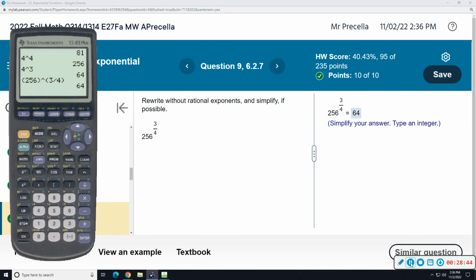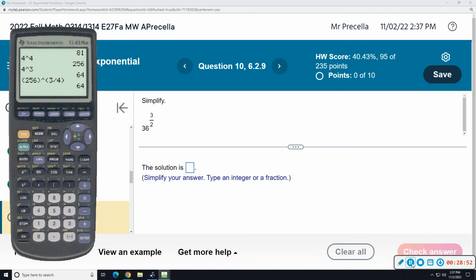Okay, is there anyone? Let's see. You have your calculator. Did you get it punched in? I'm going to pause the video. Okay. Picking up with number 10. Simplify 36 to the 3/2 power. Let me write that down here on my paper. Okay, number 10. We have 36 to the 3/2 power.